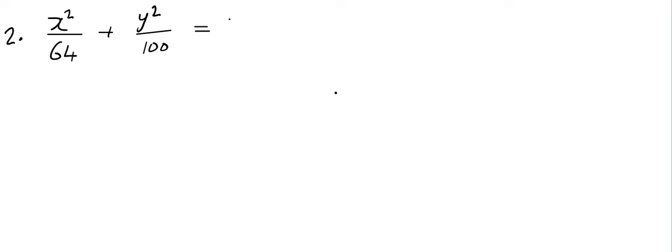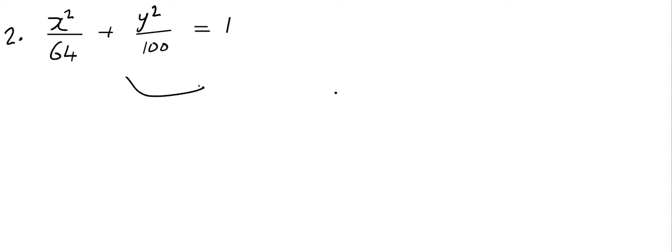Okay, now let's go for another problem. So please write similar to the first question. Okay, find everything, and you know what I mean by everything. For the ellipse, x square by 64 plus y square by 100 is equal to 1.